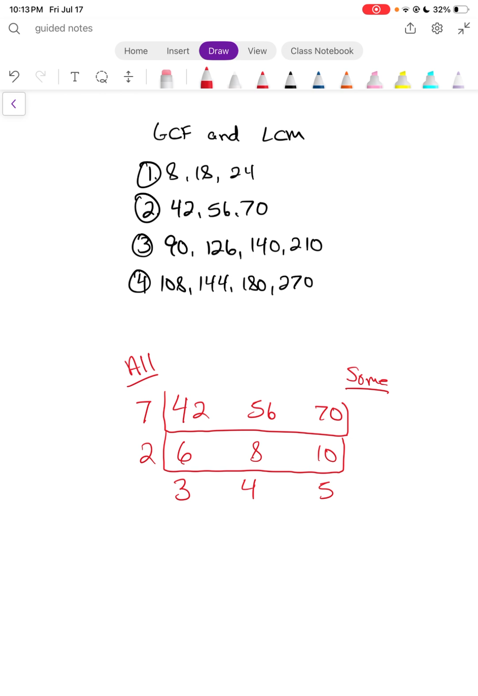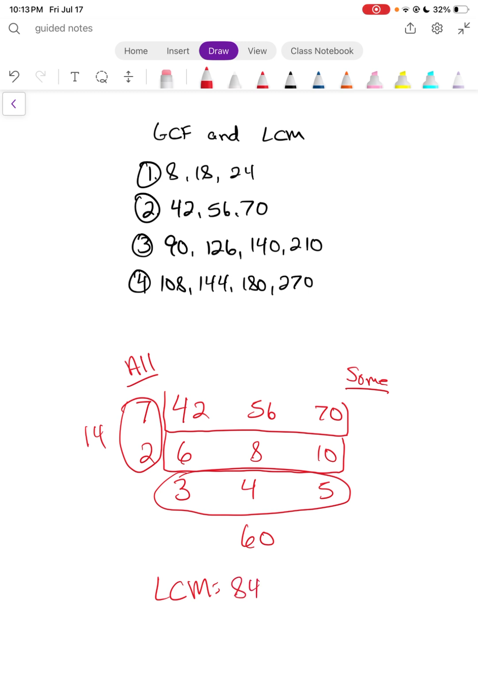Will anything divide into just some of those? No. So therefore, your GCF is 14. Multiply these together down here, and that gives me 60. 14 times 60 gives you an LCM of 840. That's the smallest number that all 3 of those will divide into.